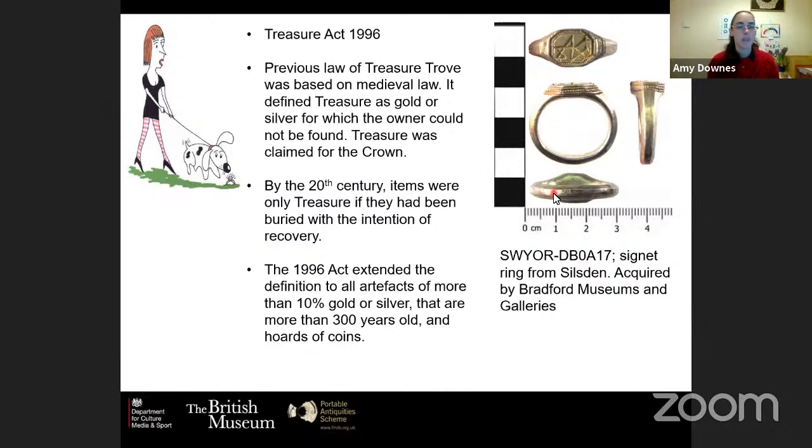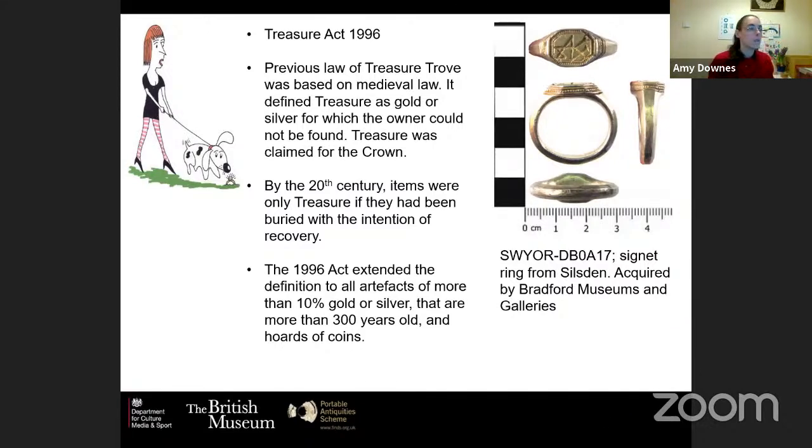This gold signet ring, actually, I said gold, I think it's silver gilt actually, but this signet ring was acquired by Bradford Museums through the Treasure Act. And it's got a privy mark or a merchant's mark on it. And it'd be nice if one day we could team up with some historical researchers and archivists to see if we can identify who this mark belonged to.